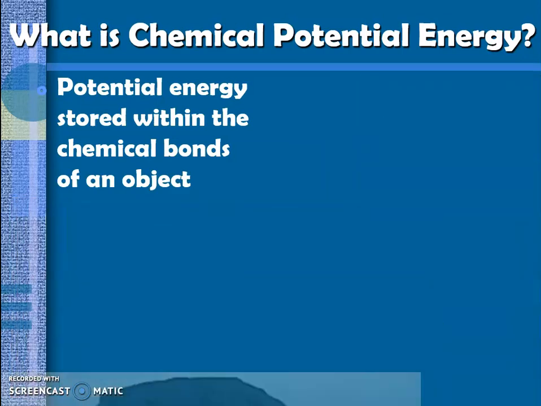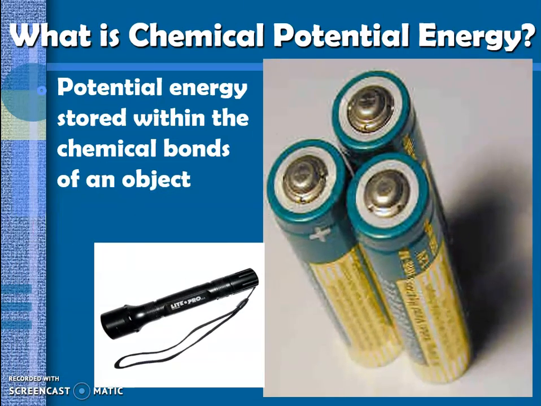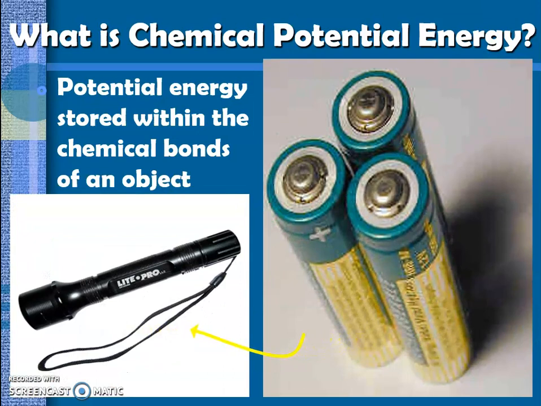Another common one: batteries. Batteries have a lot of stored chemical energy in the chemicals within them. We use that potential energy to convert it into energy that runs our cell phones, our computers, our cars, flashlights, etc.